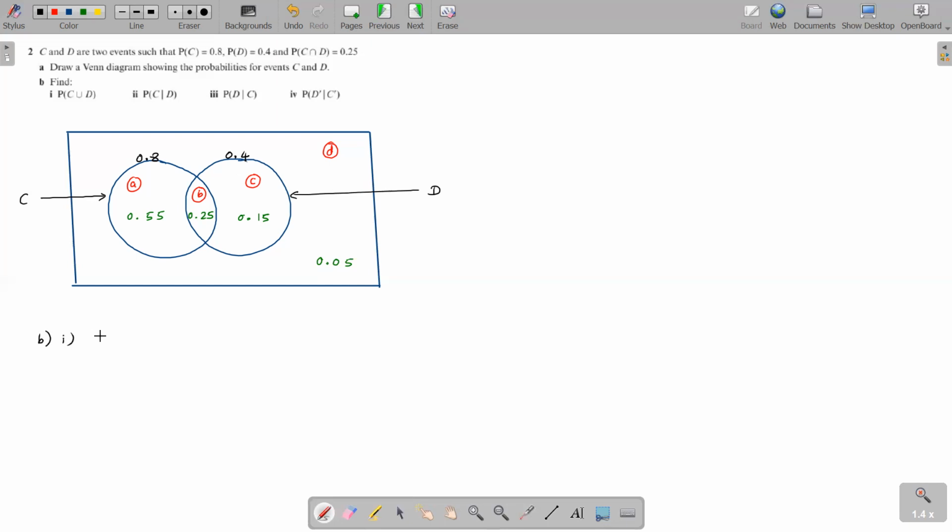So part B, part 1, find the probability C union D. That's simple, right? That's quite a thing that you have done in the previous part. So C union D, set C union set D means you take all the regions belonging to circle C and circle D. That means it includes regions A, B, C, all 3 of them, right? So just add them all: 0.55, 0.25, 0.15. How much is it?